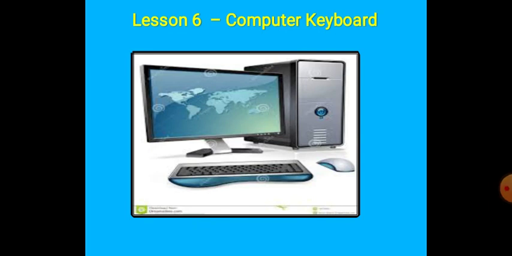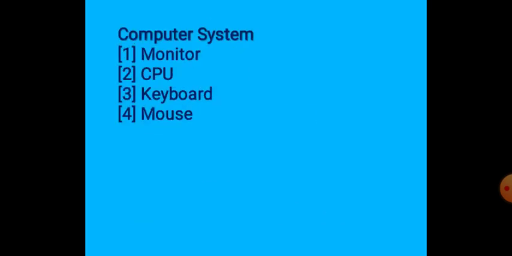Children, as you can see, a computer system has various parts, and we have already studied these parts. First is the monitor. The monitor is used to see whatever we are doing on the computer. Second part is the central processing unit. It is also known as the brain of the computer because all the processing and calculation is done with the help of the CPU. Third is the keyboard.